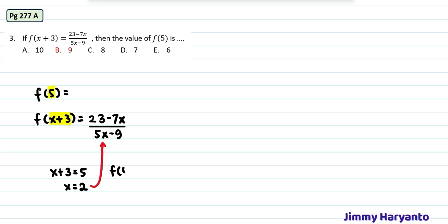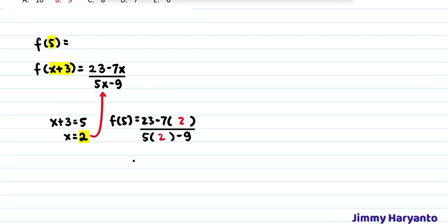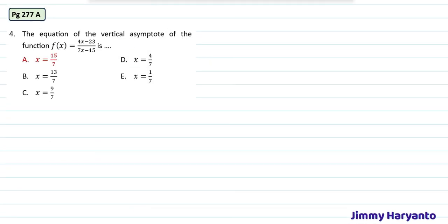So f(5) equals (23 - 7x) over (5x - 9). Rather than using 5, we will use the one that we already have, which is 2. Yeah. So this one is 5 times 2. This one is 2, this one is 2. Okay, let's calculate. 23 minus 14 is 9. This one is 1. So 9. There you go. B. Next, vertical asymptotes.